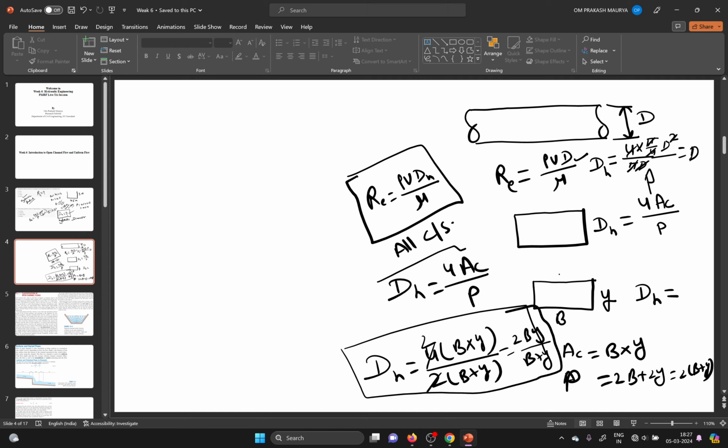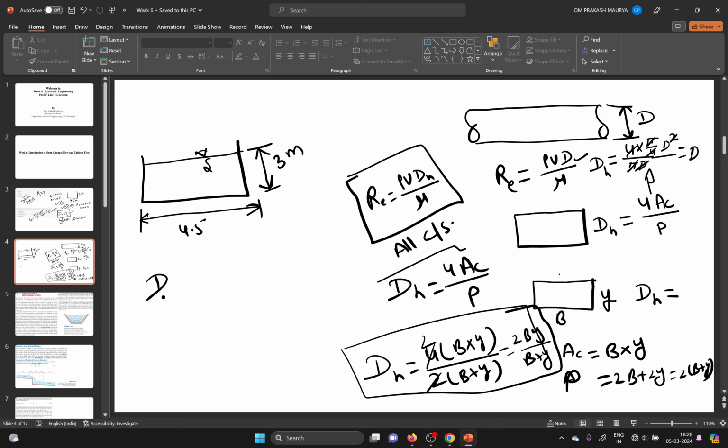Okay. The previous question was about what? Your channel. This time your channel is like that. Water is flowing, open channel flow. And your width was how much? The 4.5 meter, I think. And your depth was 3 meter. So now here the hydraulic diameter is what? Now you will calculate; please try to calculate these things.